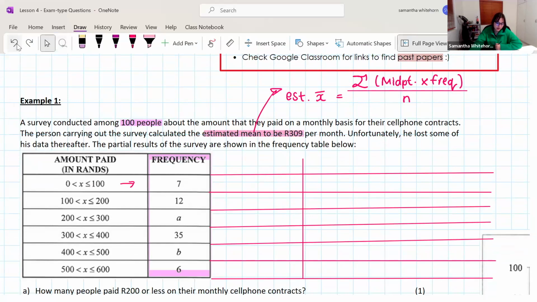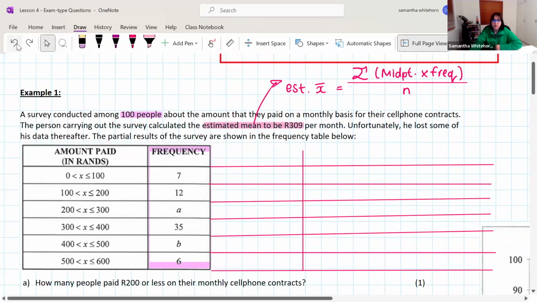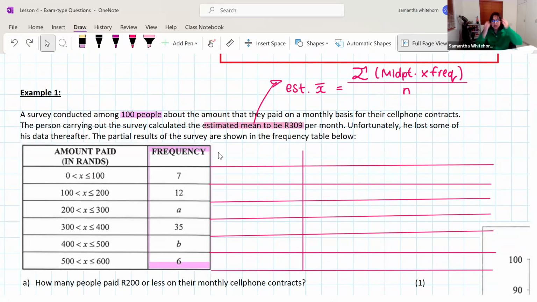I don't know if it's 2, 5, 5, 7, 8, 9, 9. I don't know if they're all 8s. I don't know if there's 92, 58. I have no idea what the data points are. Absolutely no idea. And so unfortunately, what that means is if we want to estimate the mean of my data set, it is exactly that.